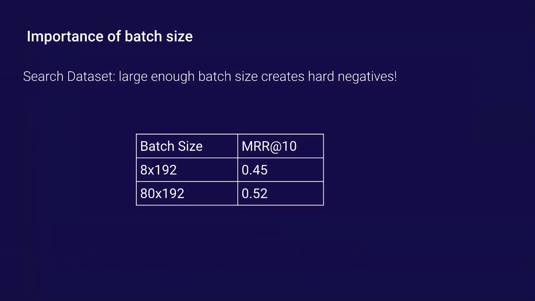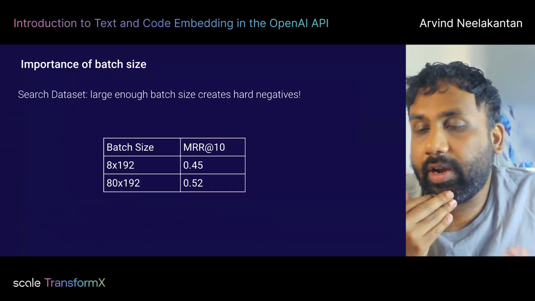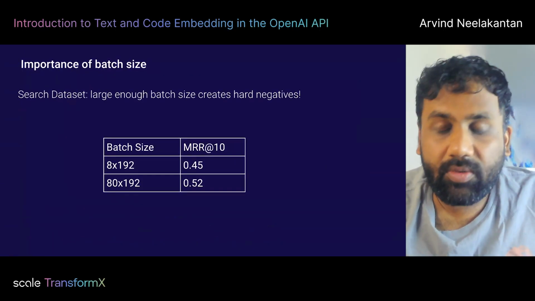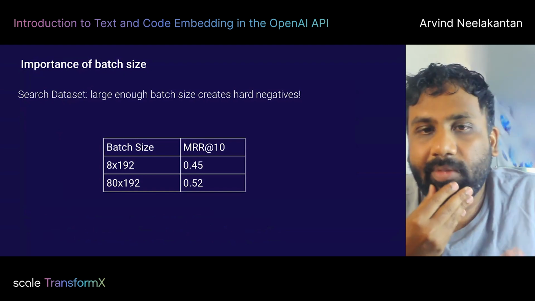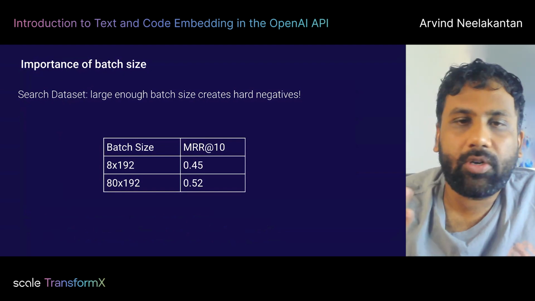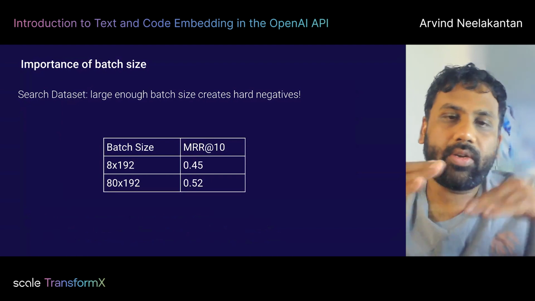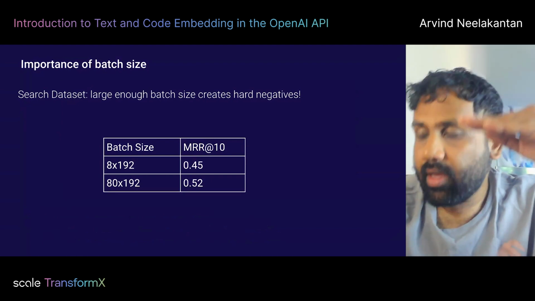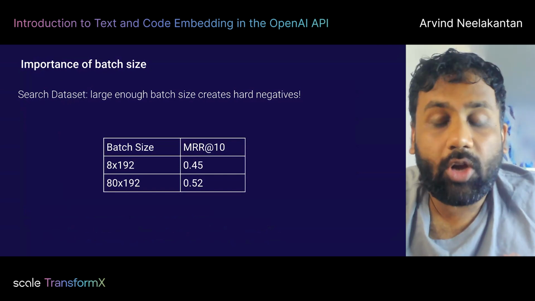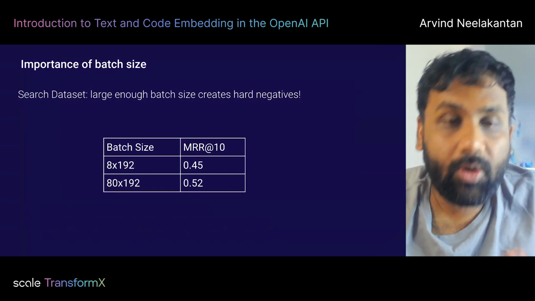And having hard negatives means the model learns better features, right? So here's a simple experiment on a text search task where the metric is measured with mean reciprocal rank. Higher is better. It basically roughly tries to capture where the correct document is placed in, let's say, the top K documents provided by the model.